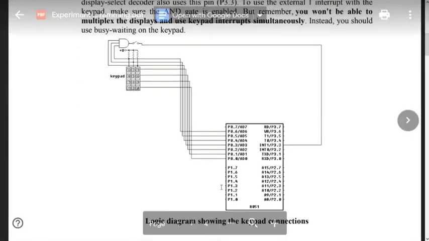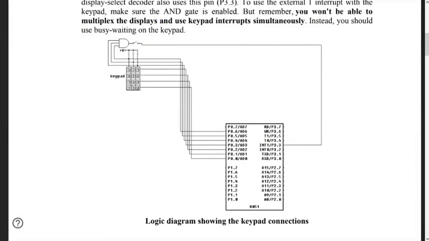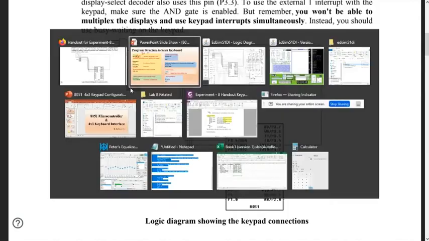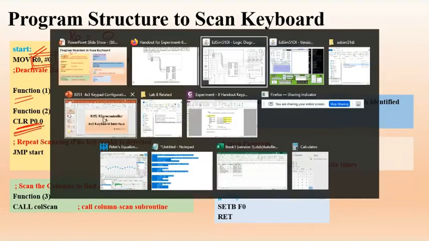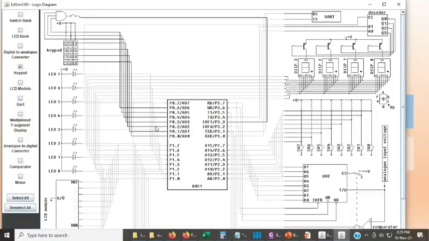Okay. So now you can see what I'm doing here. First I will be deactivating one of the rows, so that depending on that row, I can check which of the columns have been pressed. First deactivate the rest of the rows, just activate one of the rows. Okay. So now clear 0.0. 0.0 means we are going to scan this particular key, port 0.0.